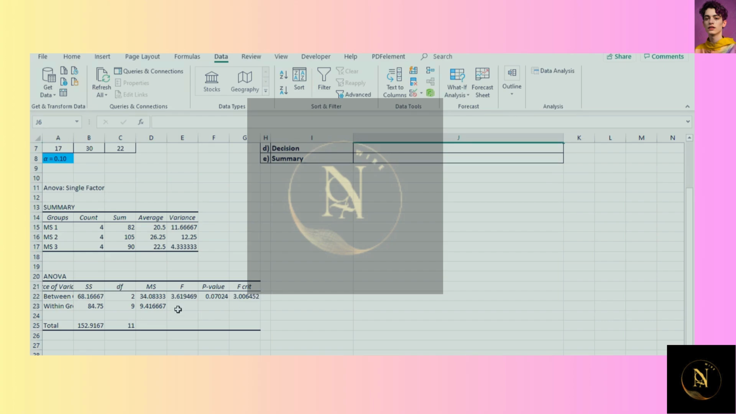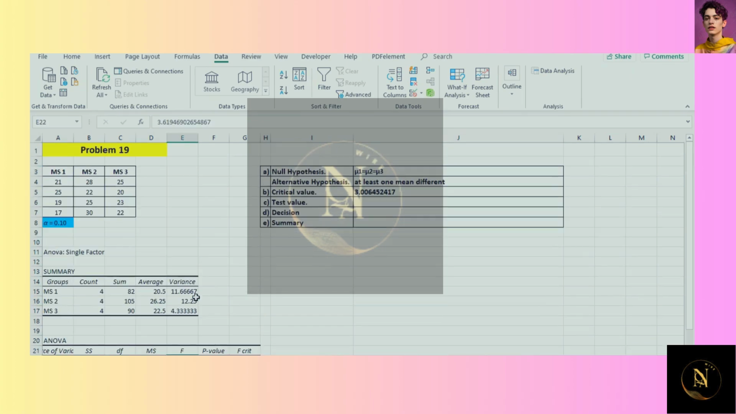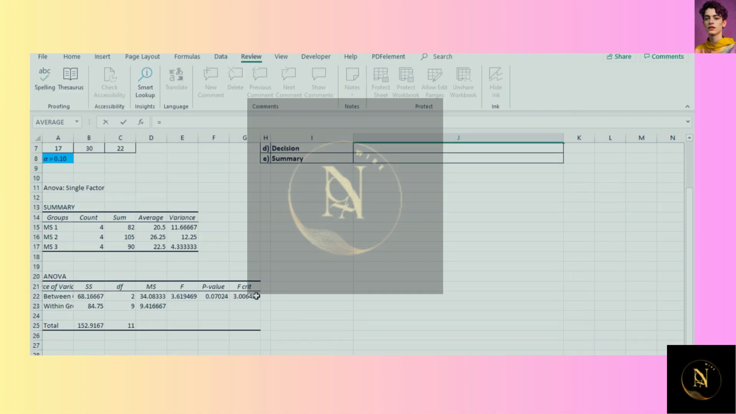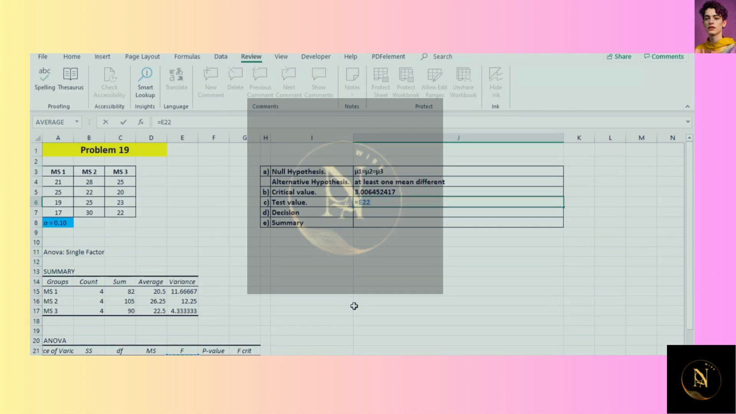Now the test value is the value of the calculated value of f. And to get the calculated value of f, we'll have to get the quotient of the mean square for factor and the mean square for error, which in this case is 3.619.